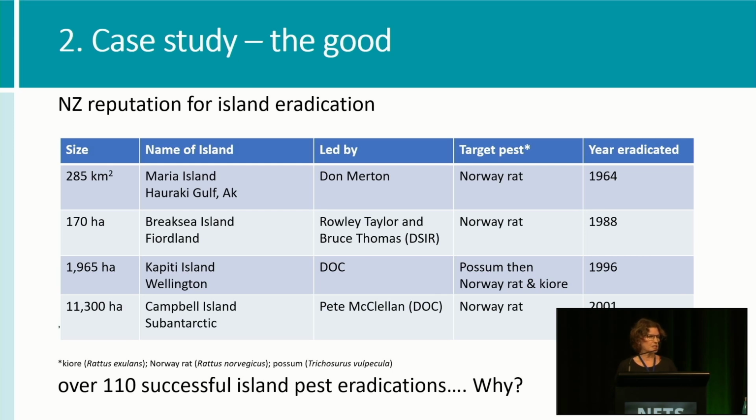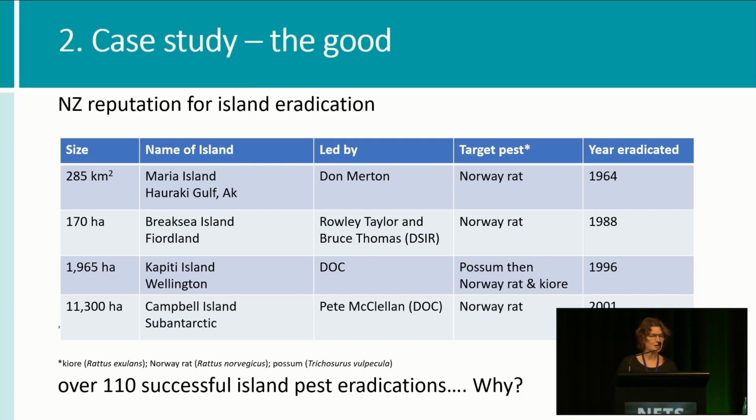The next step was second generation toxins, and that was brodifacoum, which enabled a large jump in the area of islands that we could eradicate pests on, into Breaksea Island and Fiordland. Taylor and Thomas cut tracks across this island and hand-laid poison every 50 metres, both horizontally and vertically. Just 6 years, am I doing my maths?